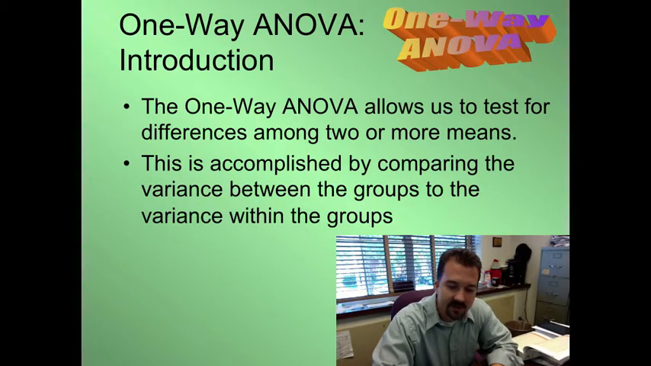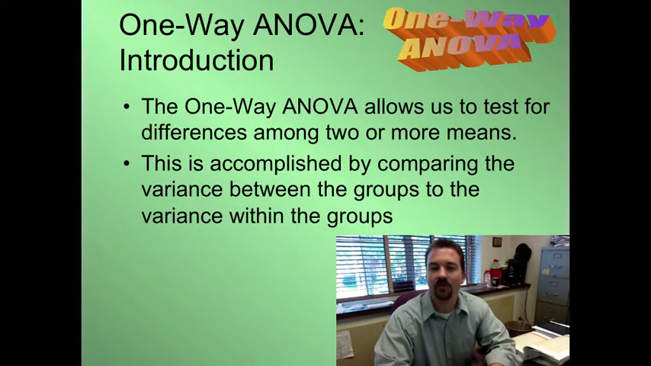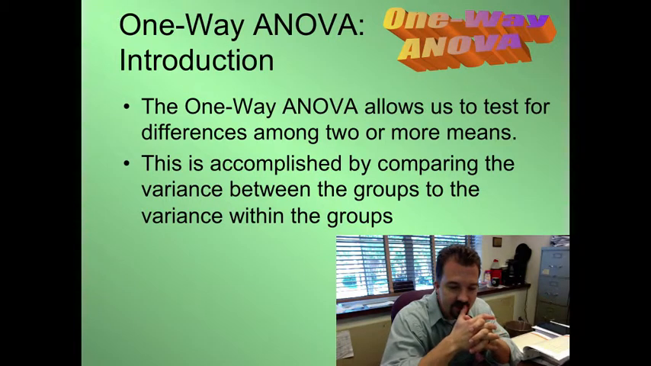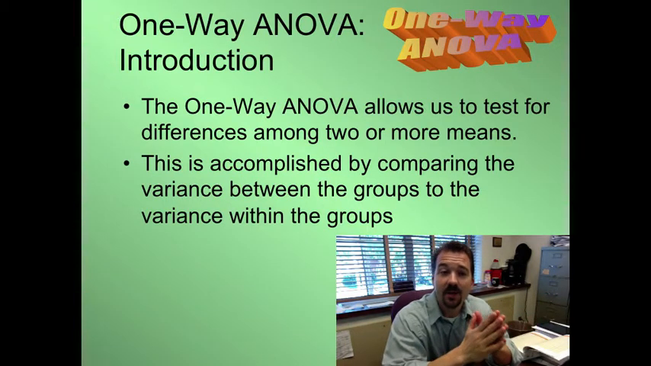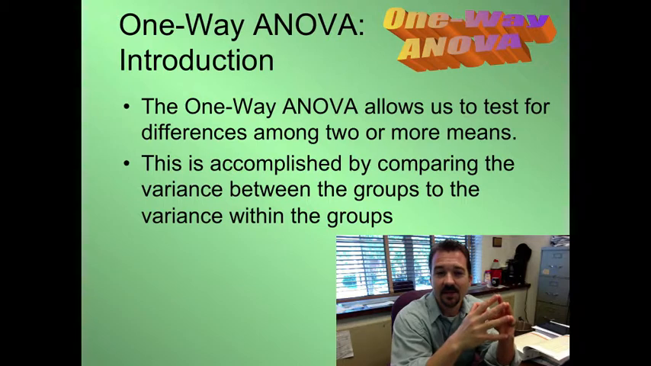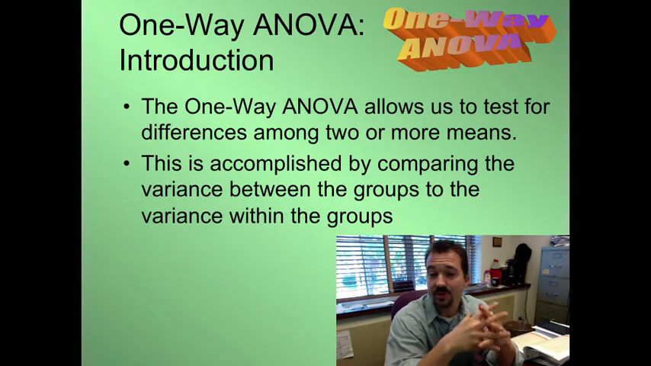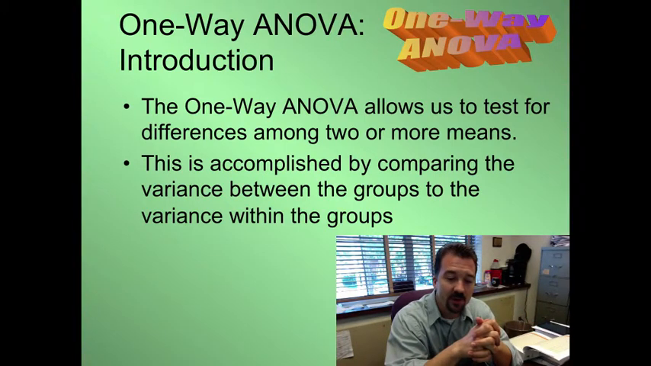But this test statistic, the ANOVA, as we'll see here, analyzes variances. It analyzes the variances between your groups compared to the variance within your groups. Okay, and if the variance between your groups is greater than the variance within your groups, then you have a significant difference somewhere among your groups. And so that's what the one-way ANOVA is all about.